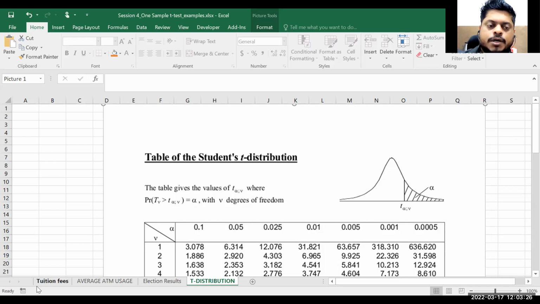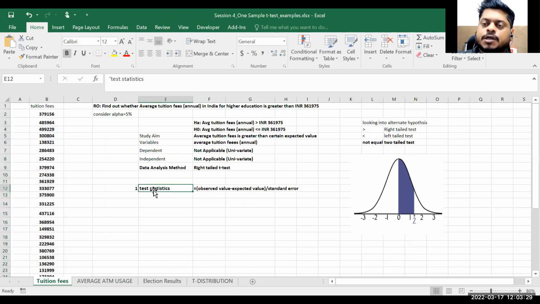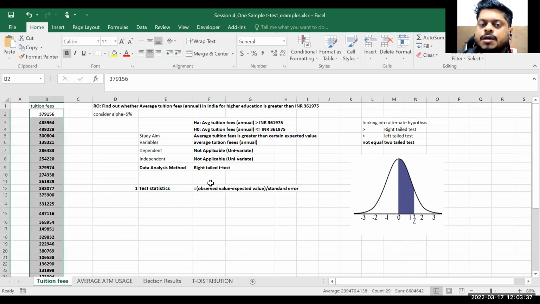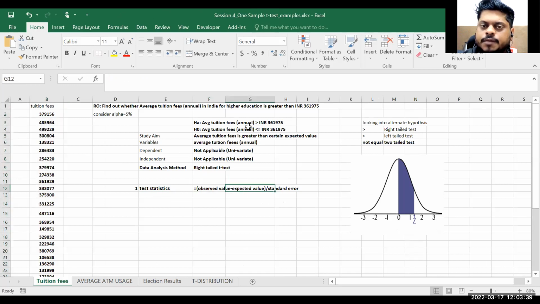So when I'm calculating this test statistic, I'm doing nothing else. I'm standardizing my data. This observed value is nothing but the data I collect from my sample, minus the mean value if I believe my null hypothesis to be true, which is 361975. That I subtract, divided by my standard error.